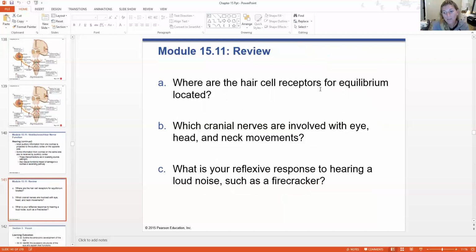I'm going to stop this video here because our next little section is covering vision, and that's a whole other ball of wax. No pun intended.